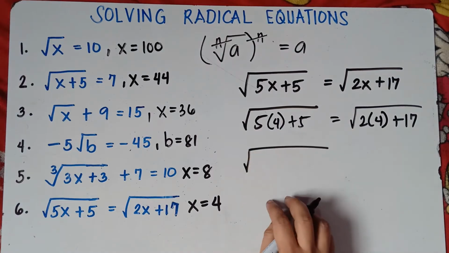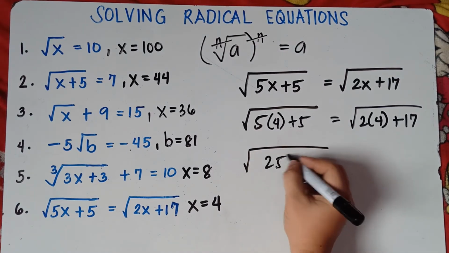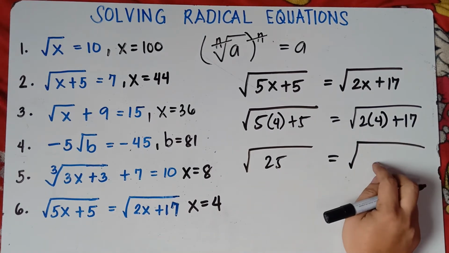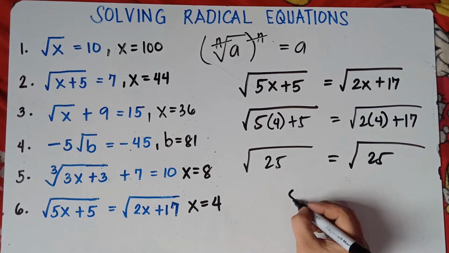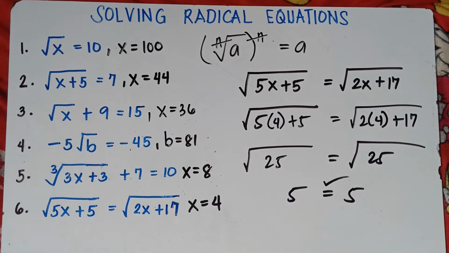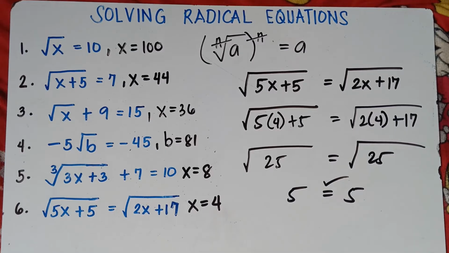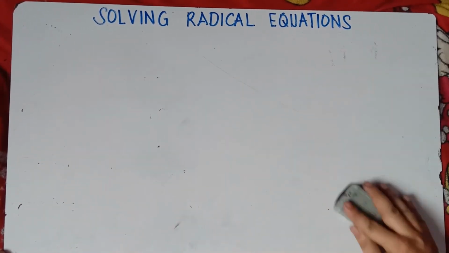So 5 times 4, that is 20, plus 5, that is 25. Square root of 25 equals, so 2 times 4 is 8, plus 17, that is 25. So square root of 25, that is 5, equals 5. Square root of 25 is 5. Alright, so 5 is equal to 5. So we're done with 1 to 6. Let's have 7 to 10, class.